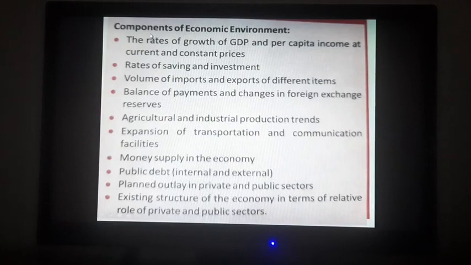Here are some other components of the economic environment. Some examples are the rate of growth of GDP and per capita income at current and constant prices, rate of savings and investments, volume of import and export of different items, and balance of payment. These items are related to the economic environment. I think you have studied these items in your subject economics, so these terms are very familiar to you. I am not going in depth with these terms, as you know them through your economics subject.